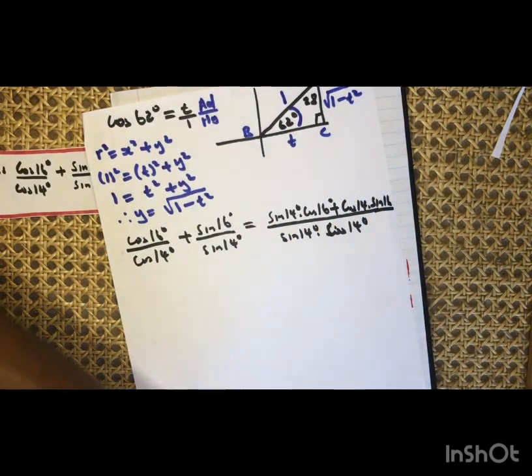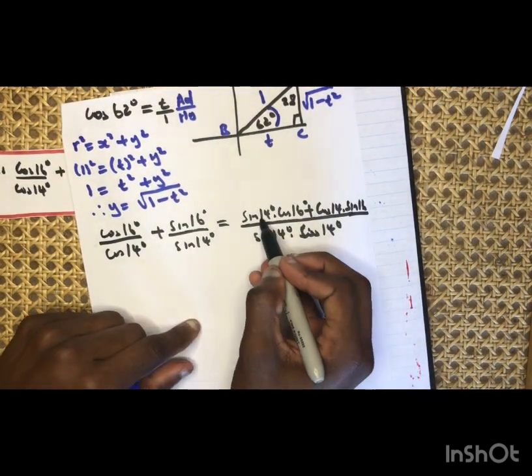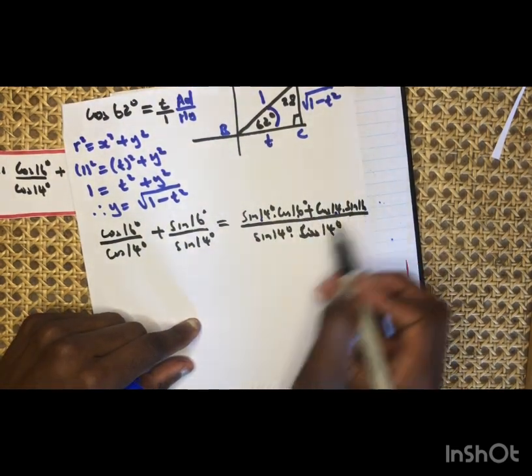Then we're going to keep this sign. So I'm going to say sine 16 times cos 14 is going to be cos 14 sine 16. Guys, what do you notice on the numerator? We notice that this angle is the same as this one, and this one is the same as this one.